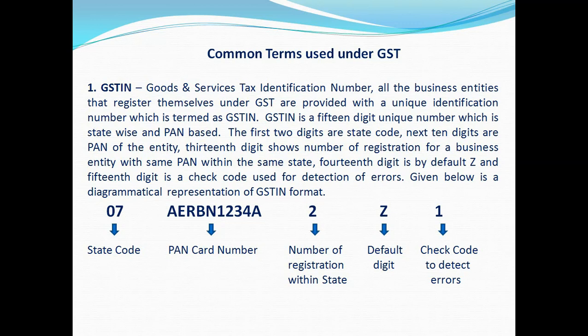Under GST, every state has been assigned a state code, and the state from which you are applying for GSTIN determines your first two digits. For example, the state code of Delhi is 07. So if you are applying for GSTIN from Delhi, the first two digits of your GSTIN will be 07. The next 10 characters are your PAN. Then the 13th digit is the number of registration within the state. The 14th digit is a default digit and the 15th digit is a check code to detect errors. So this is the complete bifurcation of the 15 digits of the GSTIN.